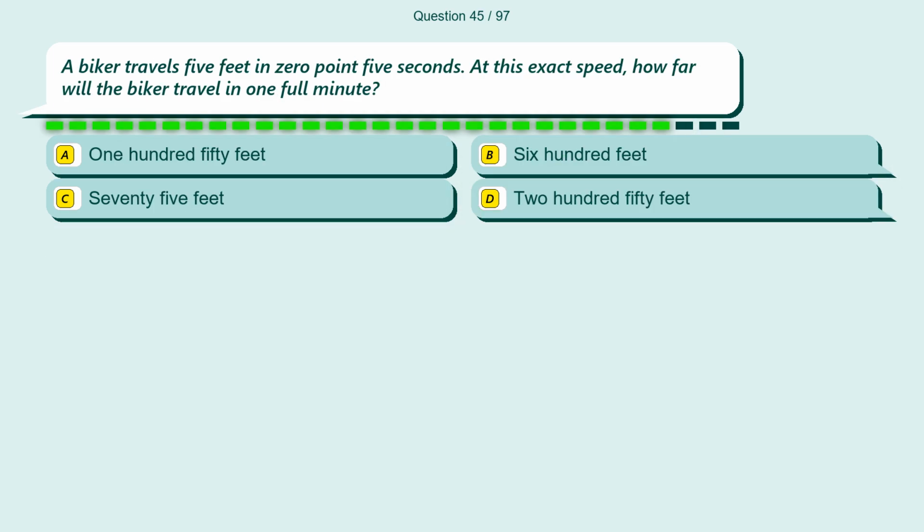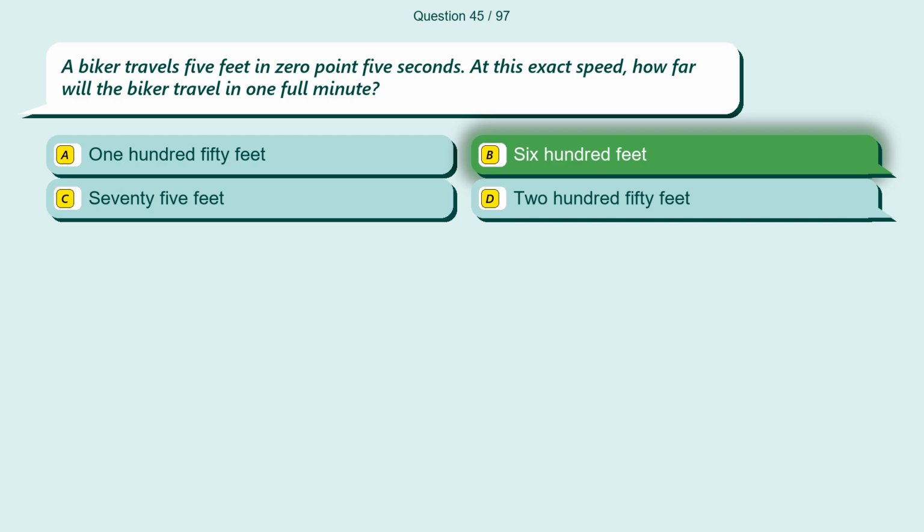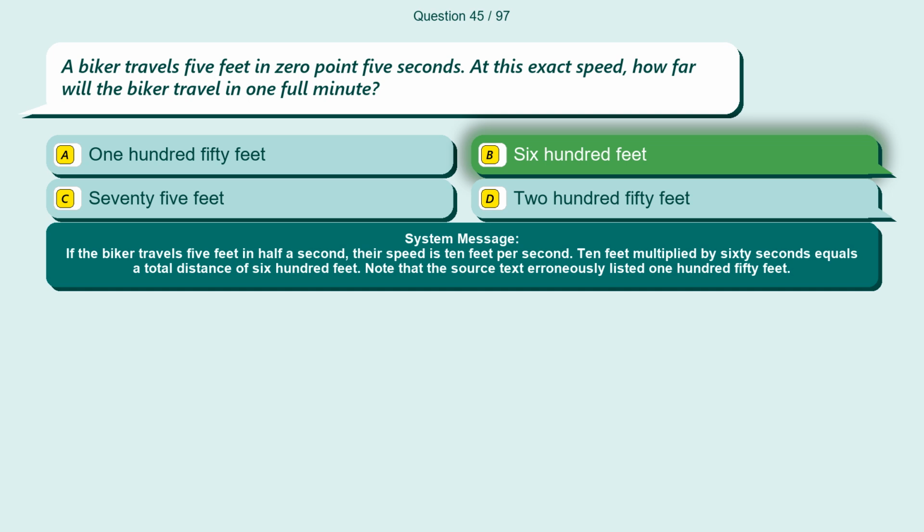Question 45. A biker travels 5 feet in 0.5 seconds. At this exact speed, how far will the biker travel in 1 full minute? Option A, 150 feet. Option B, 600 feet. Option C, 75 feet. Option D, 250 feet. The correct answer is option B, 600 feet. If the biker travels 5 feet in half a second, their speed is 10 feet per second. 10 feet multiplied by 60 seconds equals a total distance of 600 feet. Note that the source text erroneously listed 150 feet.